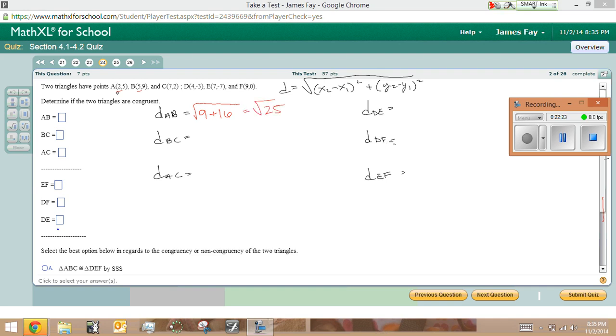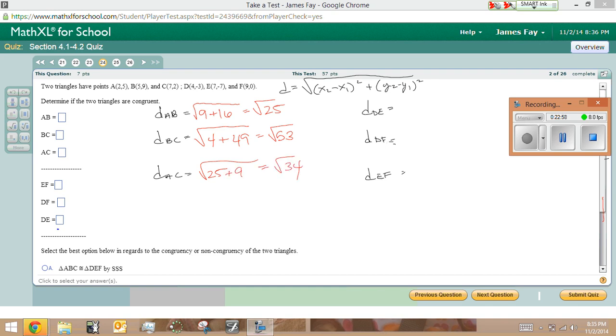I'm then going to do BC. So B and C, I'm going to subtract the x's. 7 minus 5 is 2, square it, I get 4. And then I'll subtract the y's. 9 minus 2 is 7, square it, I get 49. This gives me a radical 53. Don't simplify it. Then we do AC. Subtract my x's, so 7 minus 2 is 5, squared is 25. And now my y's, 5 minus 2 is 3, squared is 9, gives me a radical 34.